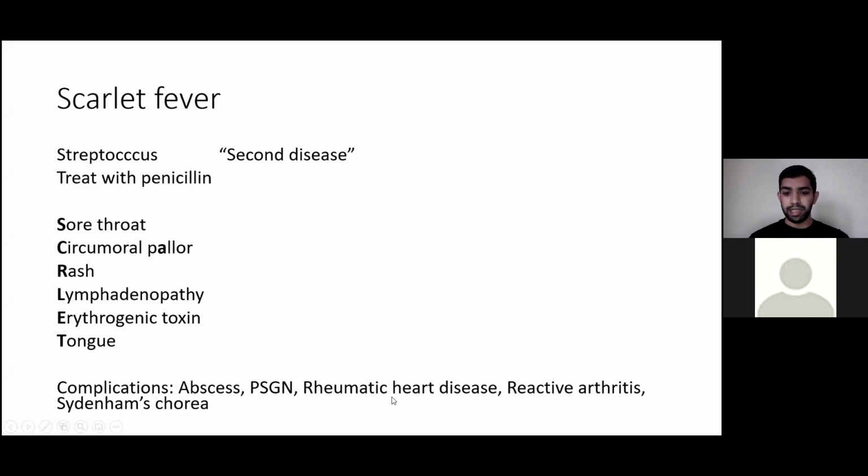You can get rheumatic heart disease due to molecular mimicry, and that can knock people into heart failure. And you can also get reactive arthritis. And a rare complication is something called Sydenham's chorea, where you essentially get, sorry, I've forgotten the mechanism for this now, but you essentially get a reaction happening in your brain. I think it is autoimmune mediated. And it results in some movement disorders, but that is quite rare now.